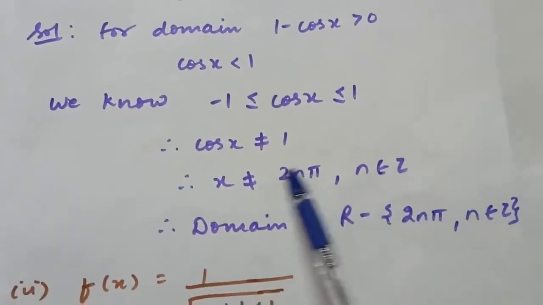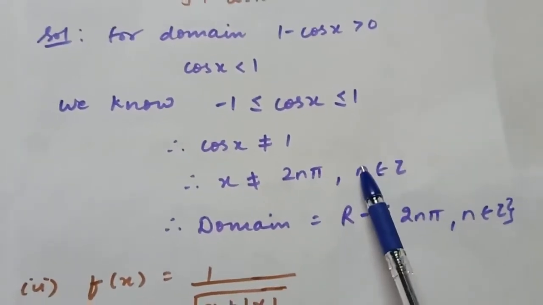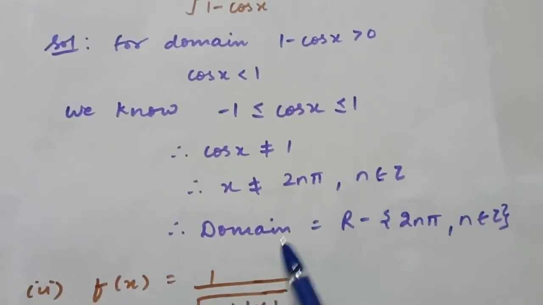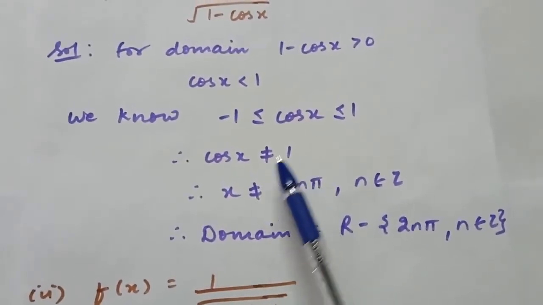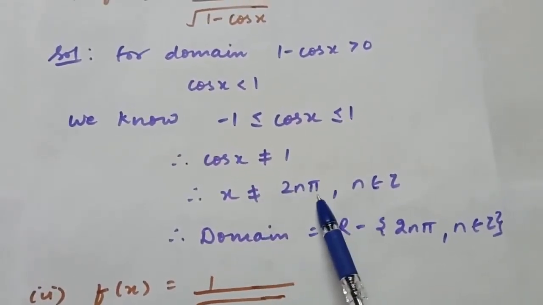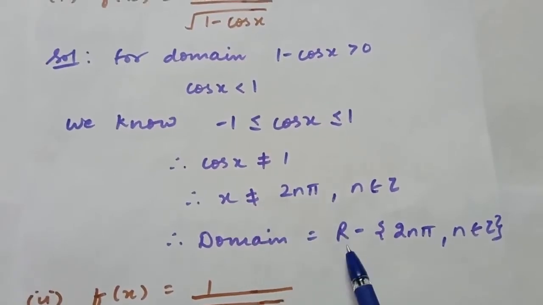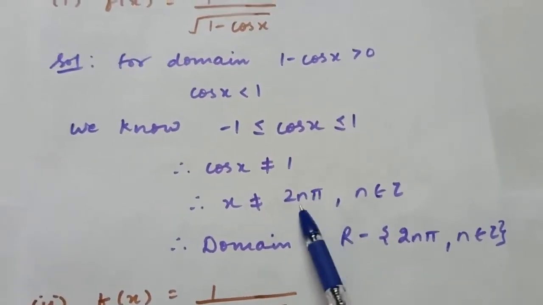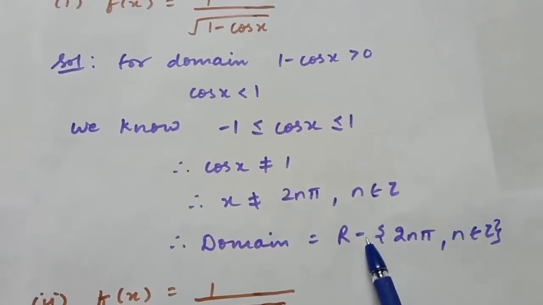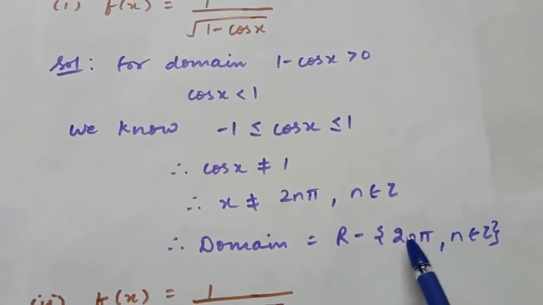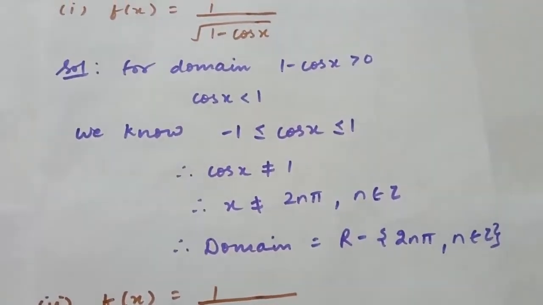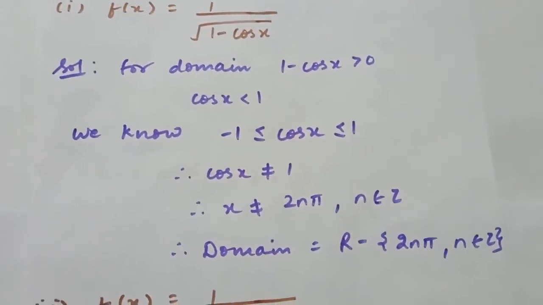Now this also you will learn in chapter number 3. Right? For now only just understand this. If cos x is equal to 1, then x is equal to this. Therefore domain will be all real numbers but not these. So real set minus this set, 2n pi, where n belongs to integers.